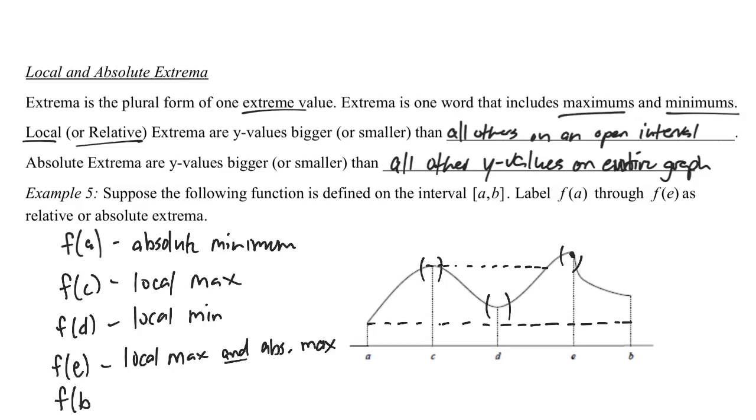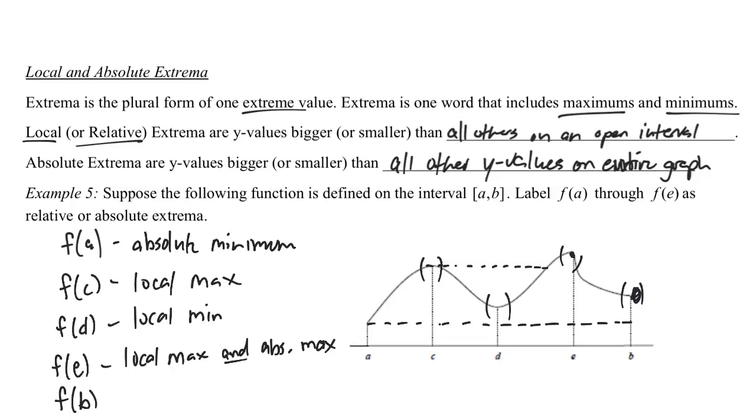Okay, finally we have f of b. And f of b, can that be a local max or min? And hopefully you said no, because I cannot draw an open interval around it. There is a missing piece over here on the right-hand side. It does not have a right side to it, if you will. So it cannot be a local max or min.